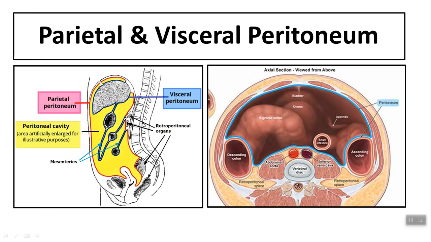This is what appears in red color: lining the wall of the abdominal and pelvic cavities is the parietal peritoneum, and the visceral peritoneum covers the different abdominal organs. The space in between the parietal and visceral peritoneum is the peritoneal cavity. Here we can see this is the parietal peritoneum, and it is reflected on the posterior abdominal wall covering the different structures.